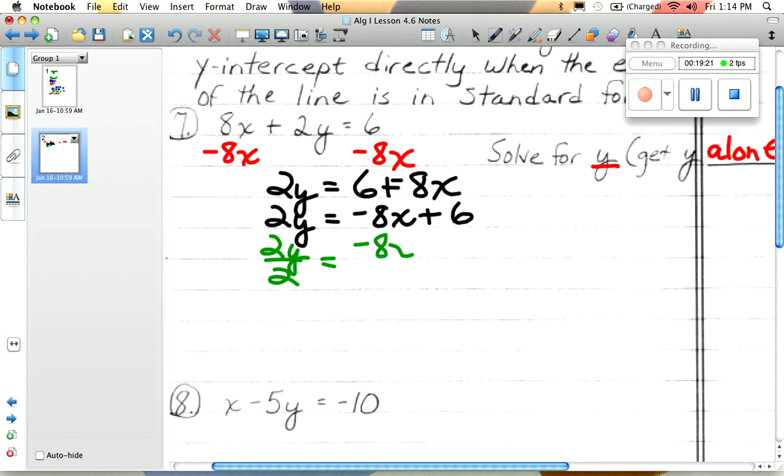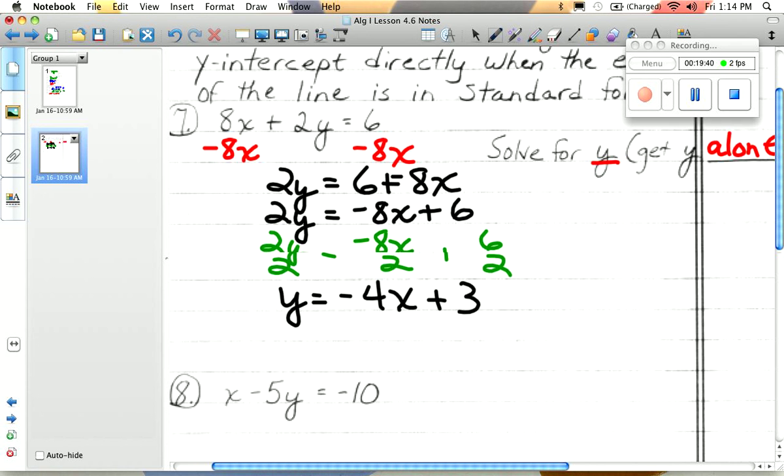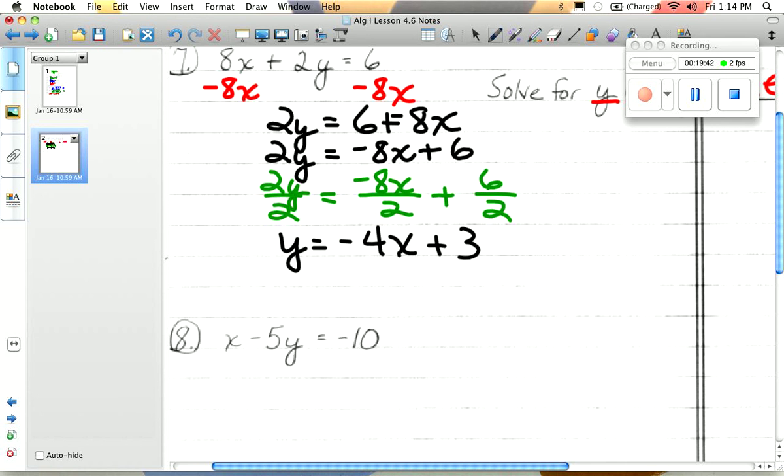-8x has to be divided by 2. And 6 has to be divided by 2. All of them do. So what's our equation? y equals -4x plus 3. The reason we went through all that is so we can get the slope and the y-intercept. So what's the slope of this line? -4. So m equals -4. And b equals 3.